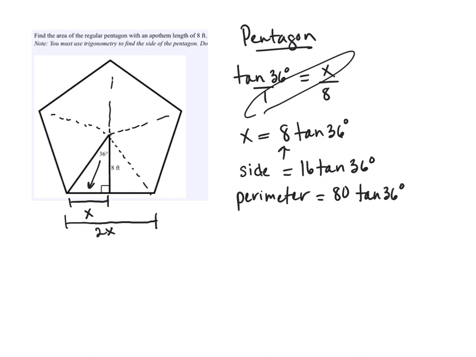Now you'll notice I'm not reaching for my calculator and making this a decimal. In general, you don't want to round until you get your final answer. Otherwise, you're going to throw a lot of error in, depending on what you're multiplying by.